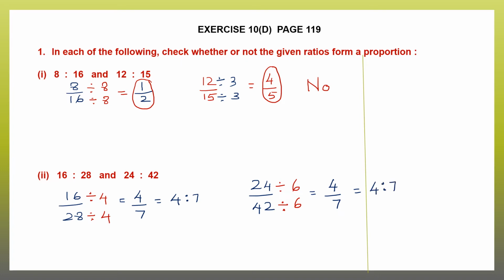So as you can see, both the ratios are the same. So here we have 4 is to 7 and here also we have 4 is to 7. That means the ratios 16 is to 28 and 24 is to 42 form a proportion. So the answer is yes.